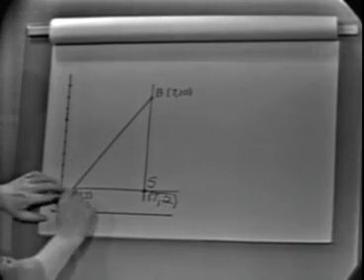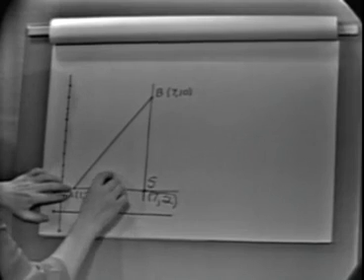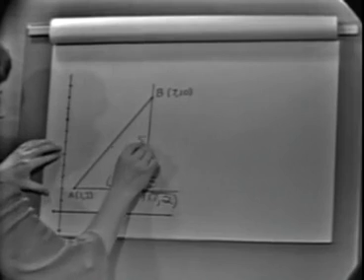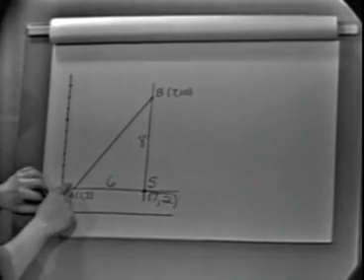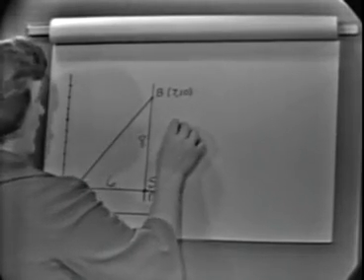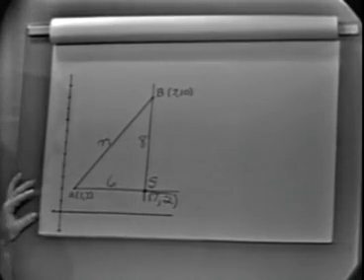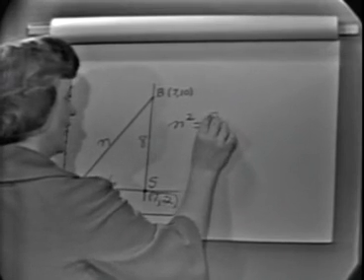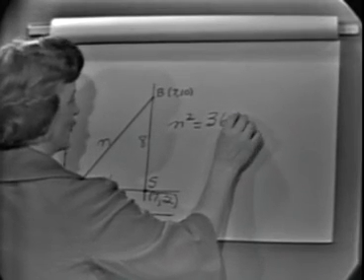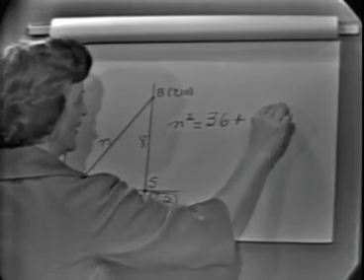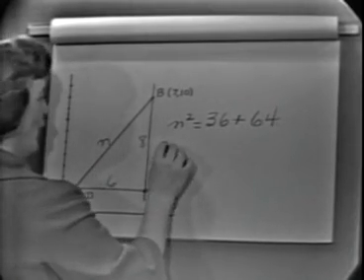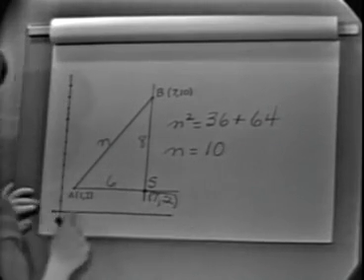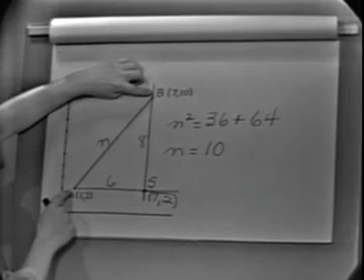The measure then of this segment, 6. The measure of this segment, 8. What's the measure of this segment? We will call it n. We know then that n squared is equal to 36, or 6 squared, plus 64, or 8 squared. Or that n is equal to 10. The measure of segment AB then is equal to 10.